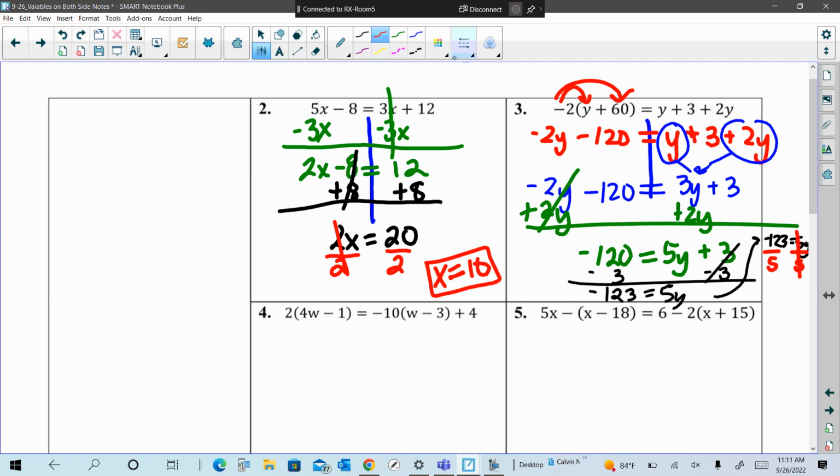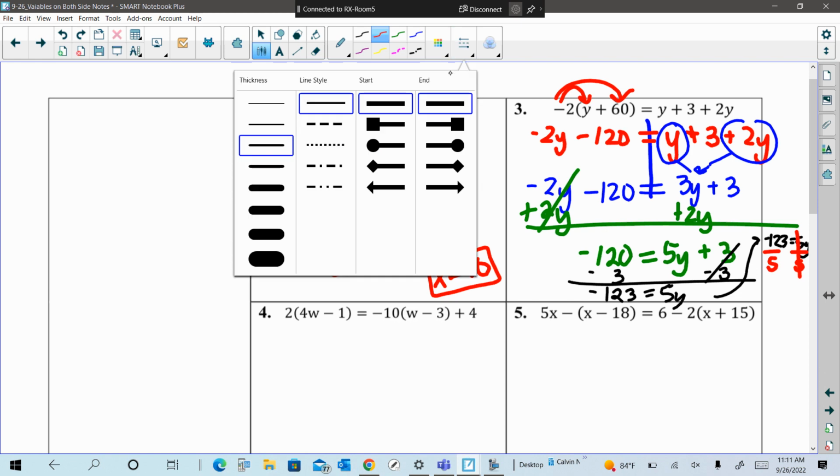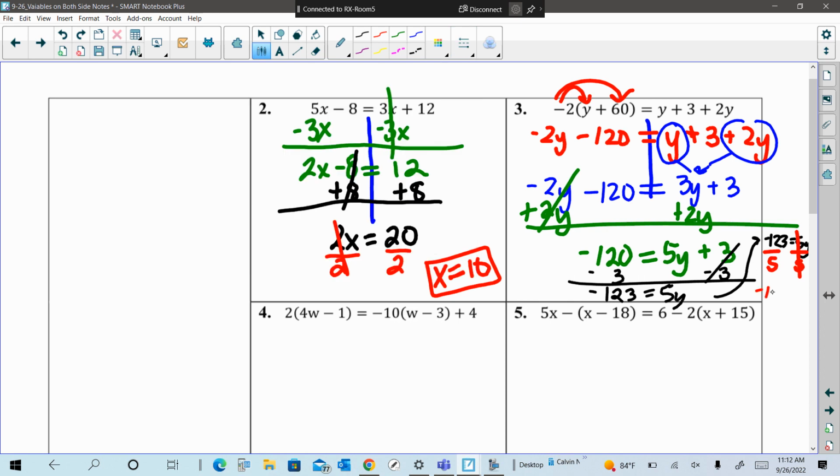But 5 cannot go into 123. Okay? 5 can only go into numbers that end in 0 and 5. That's it. So my final answer is -123 over 5 equals y. You keep it as a fraction. That cannot be reduced. If you want to write it over here, -123 over 5 equals y. You keep it in fraction form.